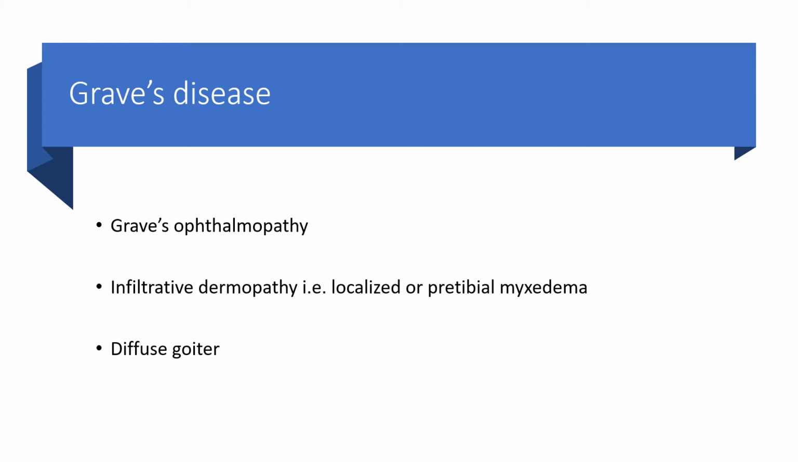I might be dealing with infiltrative dermopathy. In that case, you'll find localized or pretibial myxedema. You can also find that in Hashimoto's thyroiditis as well. You can find diffuse goiter. All these will give you a clue you are dealing with Graves' disease.